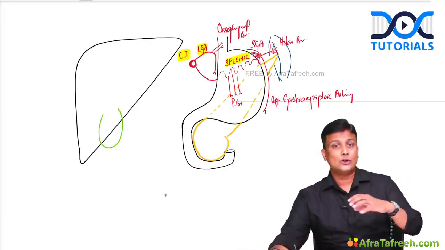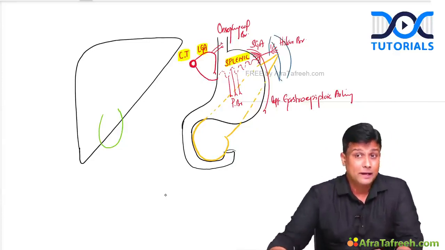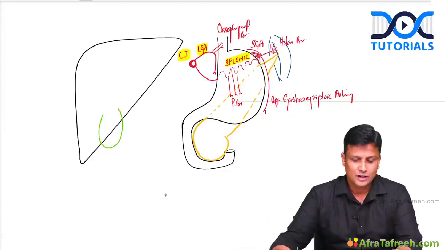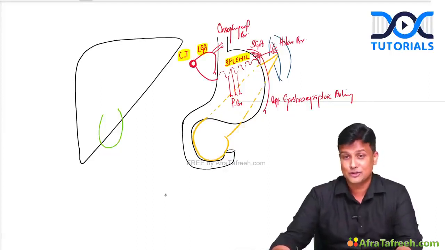So the splenic artery, while going to the spleen, on the way will be giving pancreatic branches, then the left gastroepiploic artery along the greater curvature, short gastric arteries near the fundus, and then the hilar branches. Done.